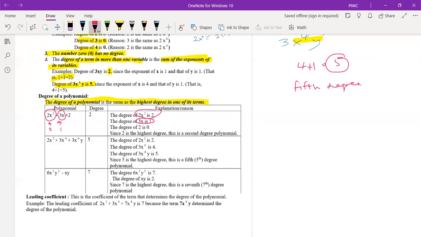And what about a constant term? 2 is a constant term. Then we say the degree of a constant is always 0. So this is 0, right? So we found the degree of each term.